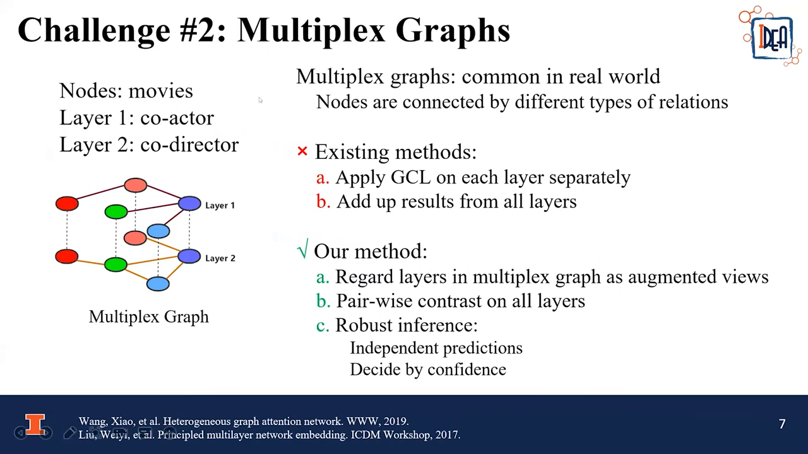What's more, the existing GCL methods are also designed for the single-layered graph, but as we all know, multiplex graphs are also very common in real-world applications. In this kind of graph, nodes are connected by different types of relations, and the left diagram is an example. Existing methods usually adapt to the multiplex graph by just applying their algorithms on each layer separately and then adding up the results from all layers to form the final results. But you can see this kind of adaptation is not quite natural. So our method also provides a more natural way to adapt to the multiplex graph.